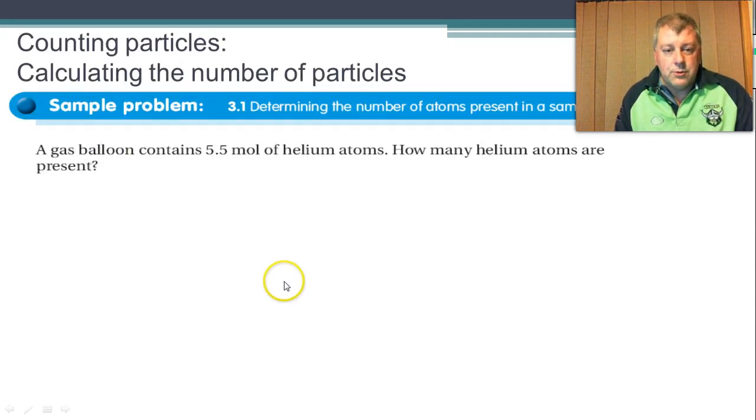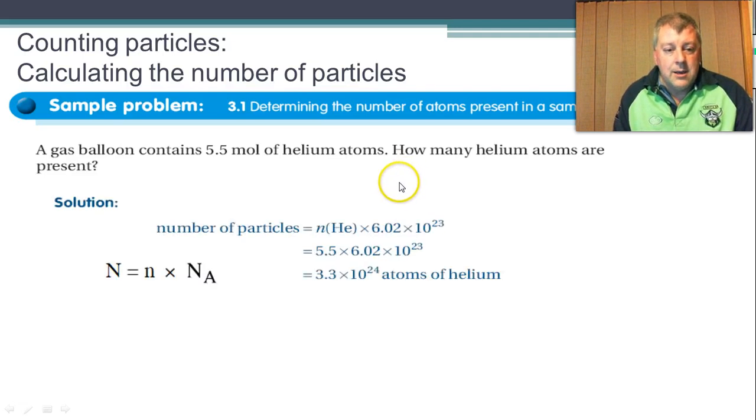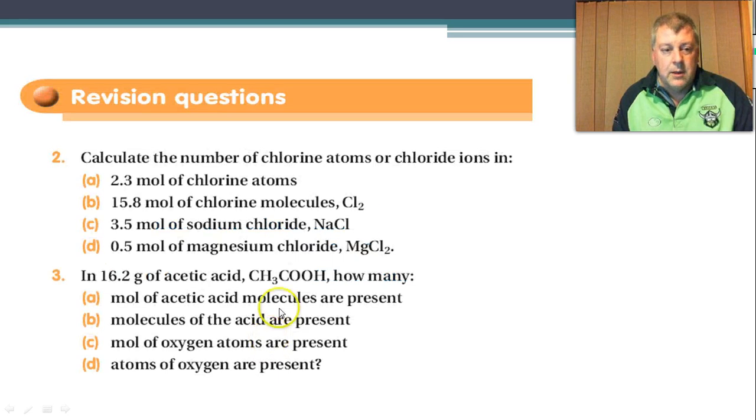Let's do a couple of examples quickly. Calculating the number of particles, determining the number of atoms present in a sample. If we have a gas balloon that contains 5.5 moles of helium atoms, how many helium atoms are present? Helium is a noble gas, so it's going to occur as single atoms, and the number of particles will be the number of moles of helium times Avogadro's number, using this formula here. So we've got 5.5 moles times Avogadro's number, and we get this answer. You should be able to do these questions out of chapter 3.